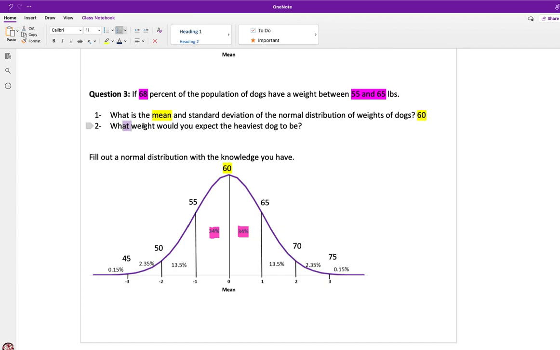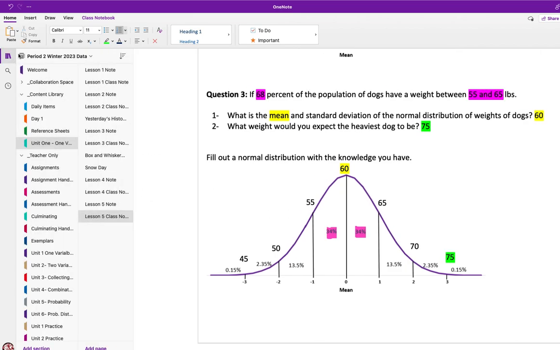Now here's a question. What would you expect the heaviest dog to be? Well, if you were looking for the heaviest dog, what's pretty much your highest number here? I expect pretty much the heaviest dog would be around 75. Now, there are some dogs over it, but if I were to make an educated guess, I'd be looking at 75. With knowledge that, yeah, there's going to be some over it, but that's pretty much the heaviest dog we're going to find.